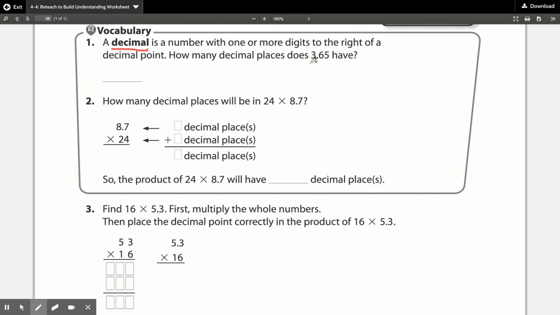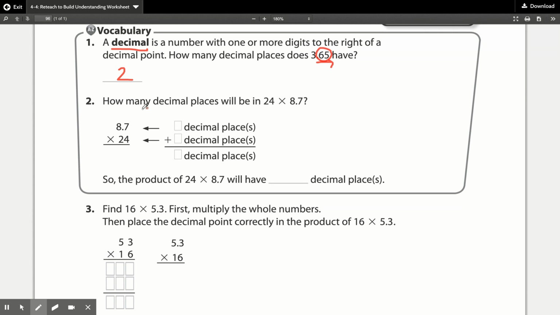So how many decimal places does 3.65 have? I'm going to look to the right of my decimal point, and I have two numbers. So there are two decimal places in 3.65.